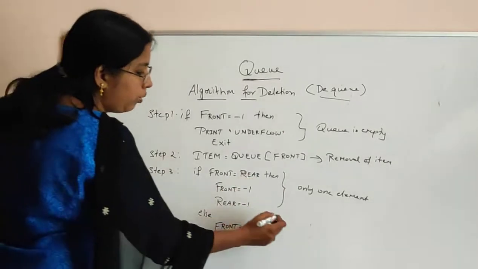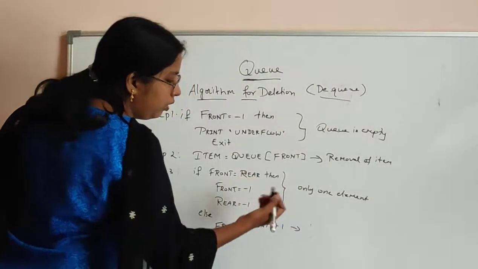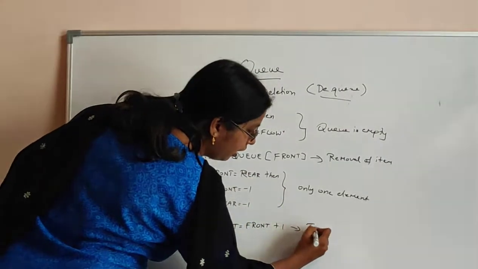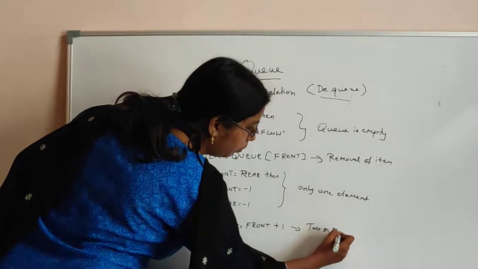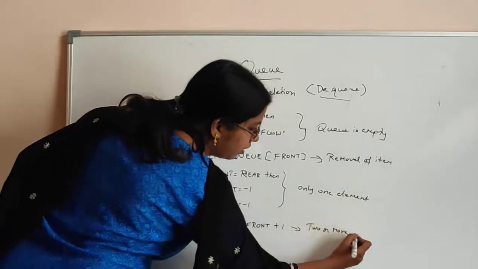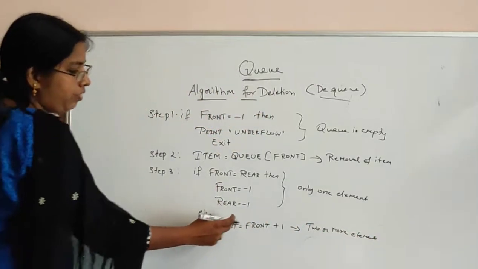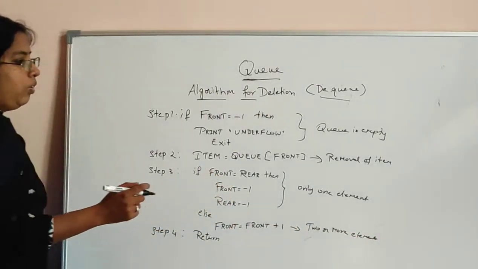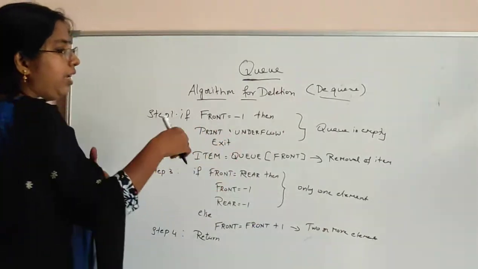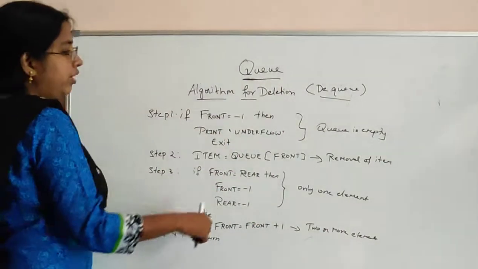Then there are 2 or more elements. In that case, we are using front is equal to front plus 1. Okay, no need to write this. For your understanding I have written. You only have to write the algorithm.